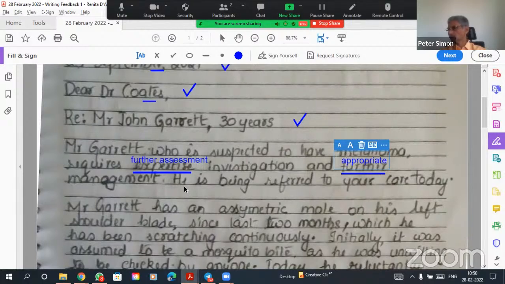So this is number one, finished. Number two.